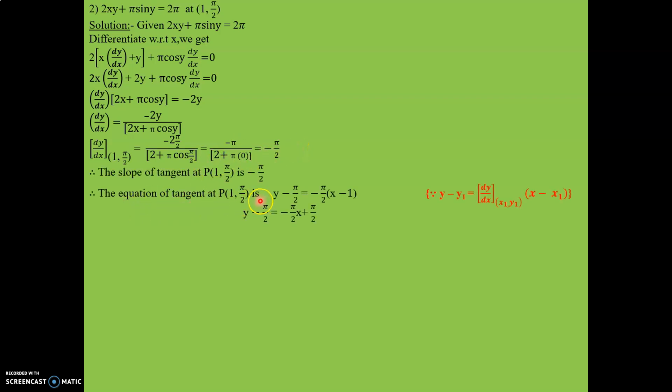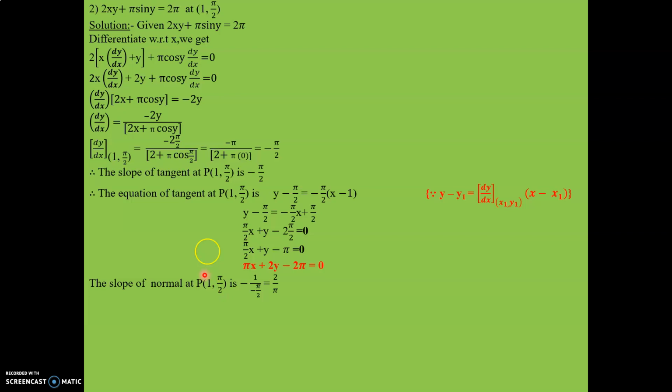So equation of tangent at that point is y minus, in the place of y1 we are substituting pi by 2, that is equal to slope, minus pi by 2, into x minus x1, which is 1. So that is y minus pi by 2 is equal to minus pi by 2 into x minus 1, that is minus pi by 2 x plus pi by 2. So pi by 2 x plus y, this minus pi by 2 and this minus pi by 2 is minus 2 pi by 2 equal to 0. Taking LCM, and the 2 and 2 are cancelled, pi x plus 2y minus 2 pi equal to 0 is the equation of tangent.